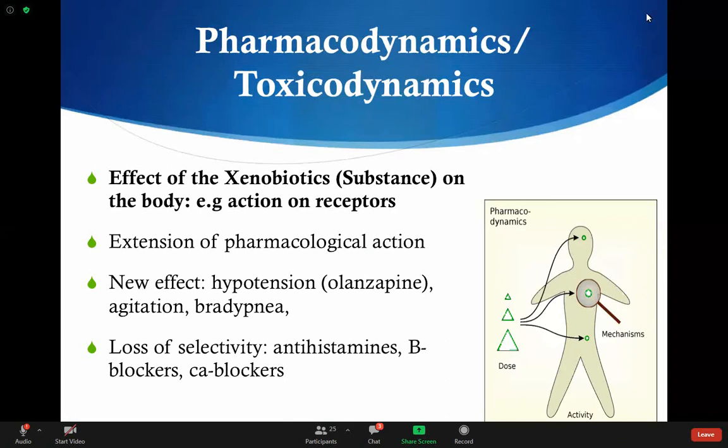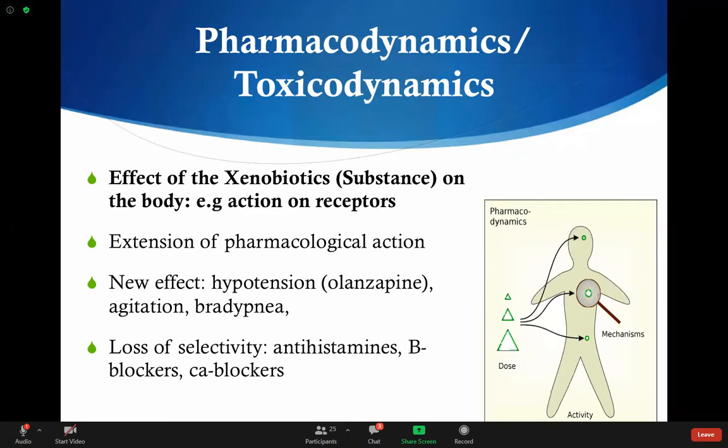Okay, so we said we're going to talk about the approach to the poisoned patient, and we started talking about pharmacokinetics and toxicokinetics. Pharmacokinetics is what the body does to the drug at therapeutic doses. Toxicokinetics is what the body does to the drug in toxic doses. Pharmacodynamics is what the drug does to the body in pharmacological and therapeutic doses, and toxicodynamics is what the drug does to the body in overdose.